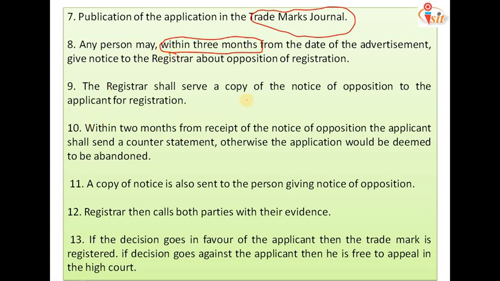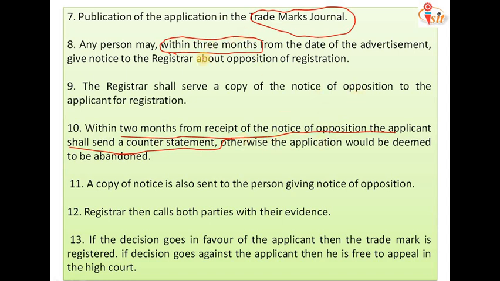Okay, if any opposition comes about the registration of that particular trademark, saying that the trademark already exists, the registrar shall serve a copy of the notice. Any person can make the opposition within 3 months from the date of advertisement, and this copy of the notice is provided to the applicant by the registrar. Within 2 months from the receipt of the notice of opposition, the applicant has to give a statement in reply to his notice. Okay, within 2 months.